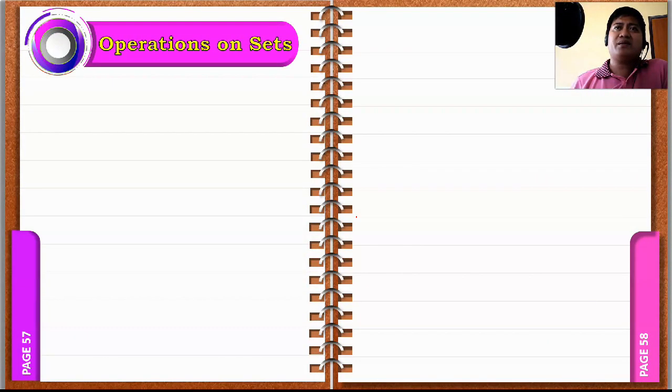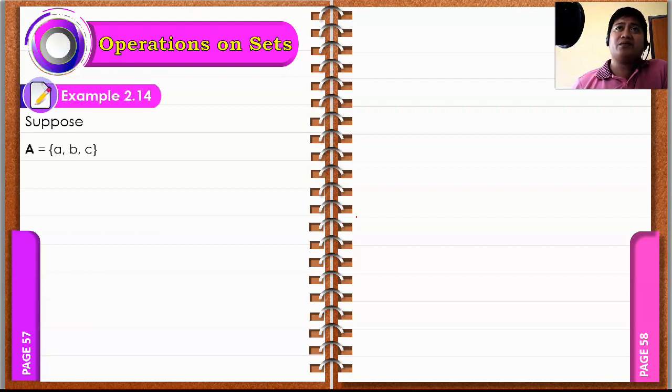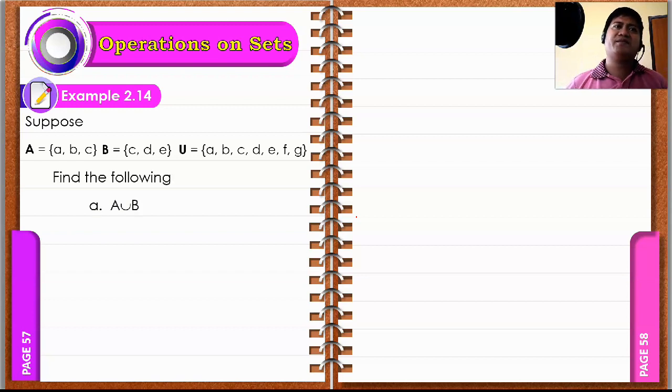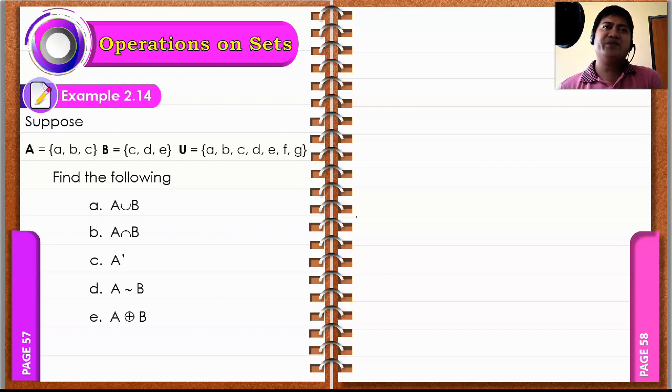Let's have this example on some operations on sets. Suppose set A is equal to the set with elements A, B, C, set B with C, D, E, and the universal set with elements A, B, C, D, E, F, and G. We need to find the following: A union B, A intersection B, A complement, the difference of A and B, and the symmetric difference of A and B.